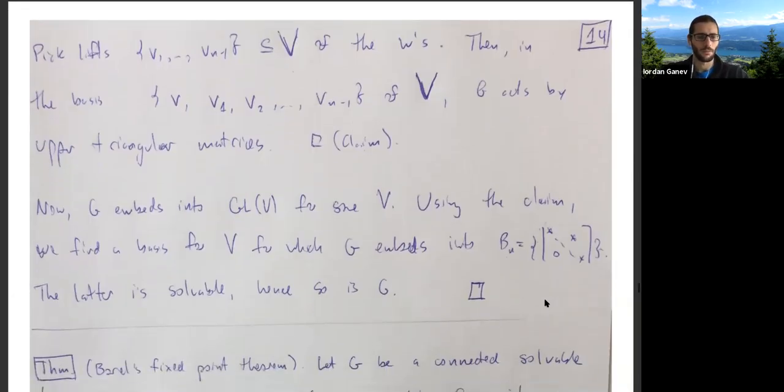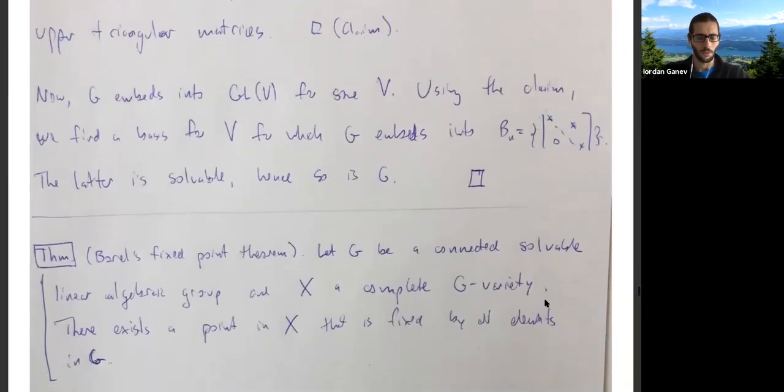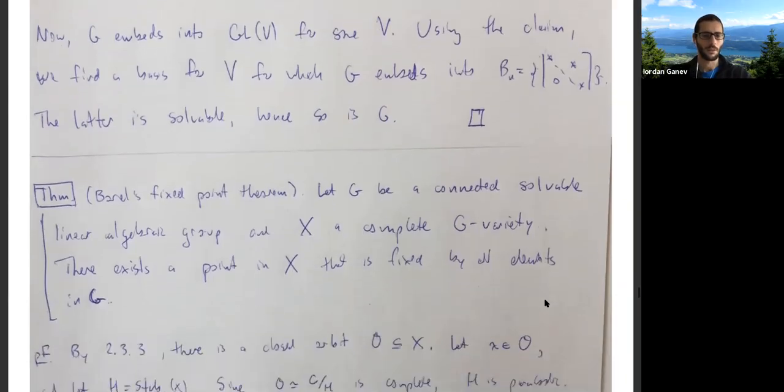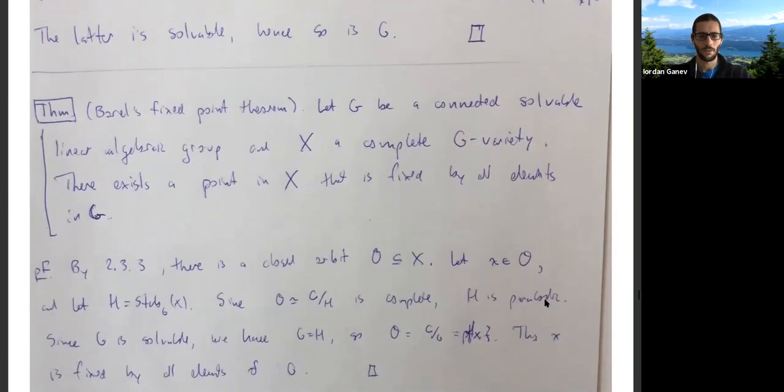Okay, so the next result is what's known as Borel's fixed point theorem. It says the following: if we have a connected solvable linear algebraic group acting on a complete variety, so X is a complete G-variety, then there exists a fixed point. So there exists a point on X that's fixed by all elements of G. Why is this? Well, we know that there's a closed orbit. So we take a point in the closed orbit, and we take the stabilizer. So the orbit is G mod that stabilizer, and it's a closed subvariety of a complete variety, so it's again complete.